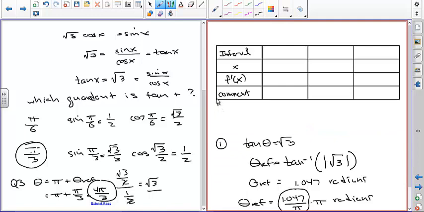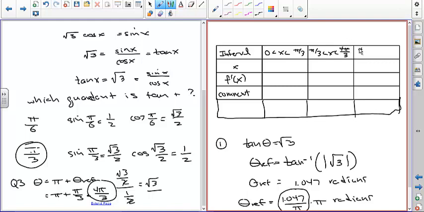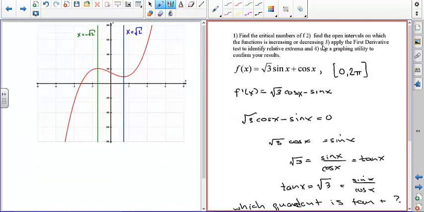So I'm just going to sketch it in. That's just to draw a line. Okay, so the interval in this case is from 0 to pi over 3, from pi over 3 to 4 pi over 3, and from 4 pi over 3 to 2 pi, because the original problem said in the interval from 0 to 2 pi.